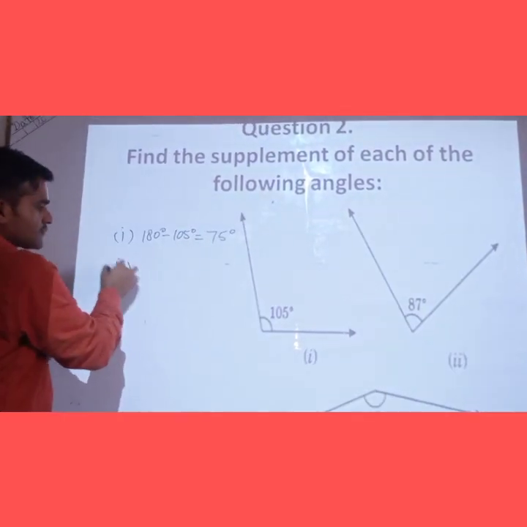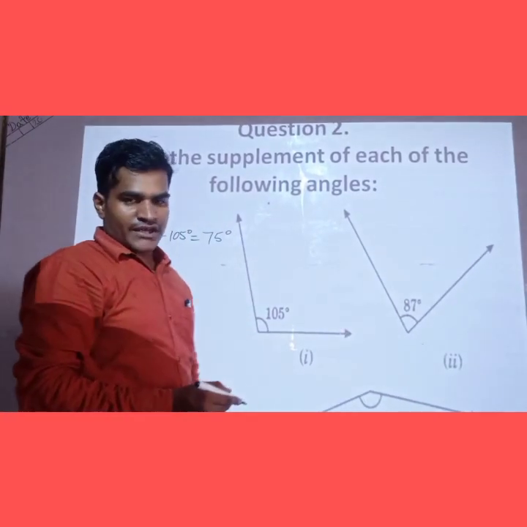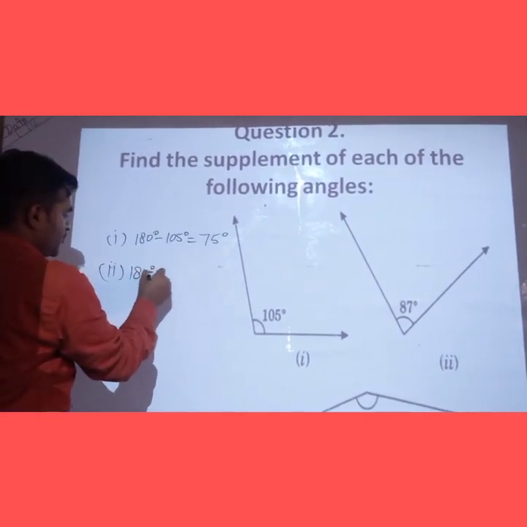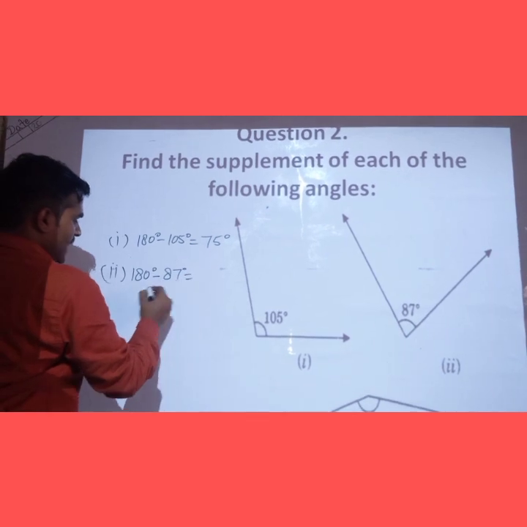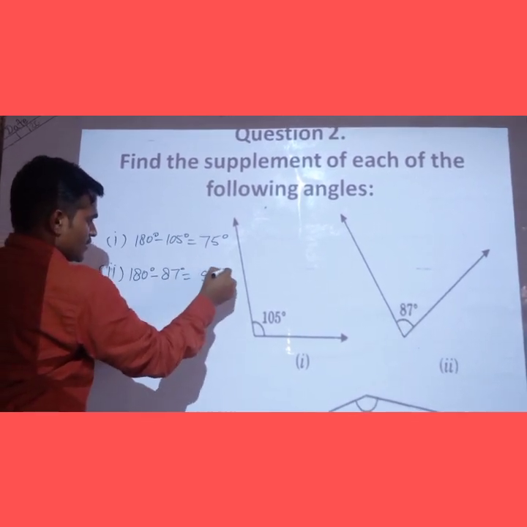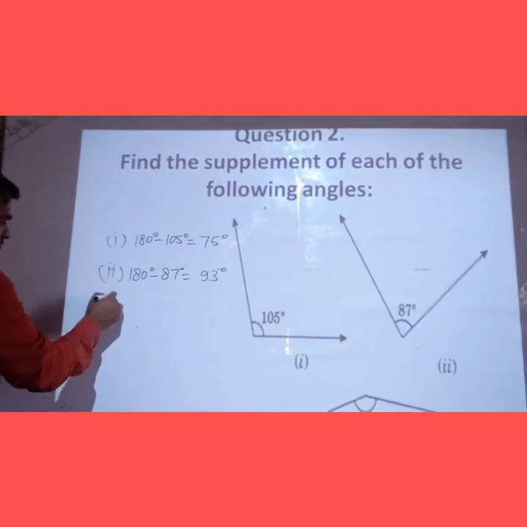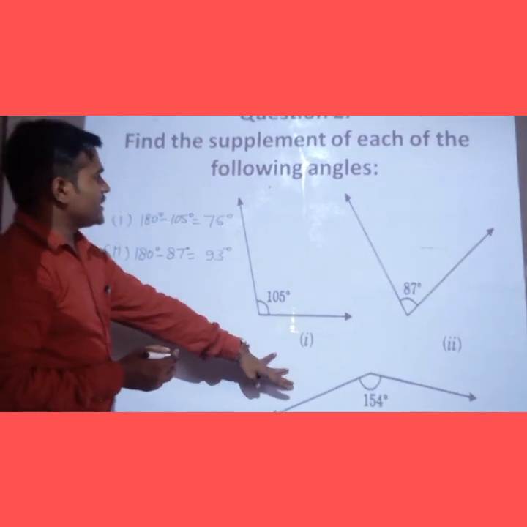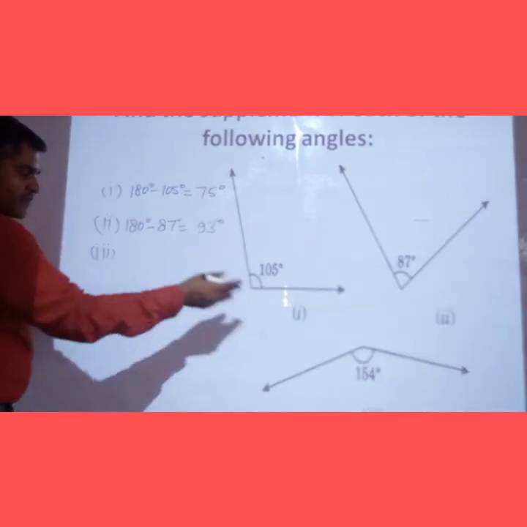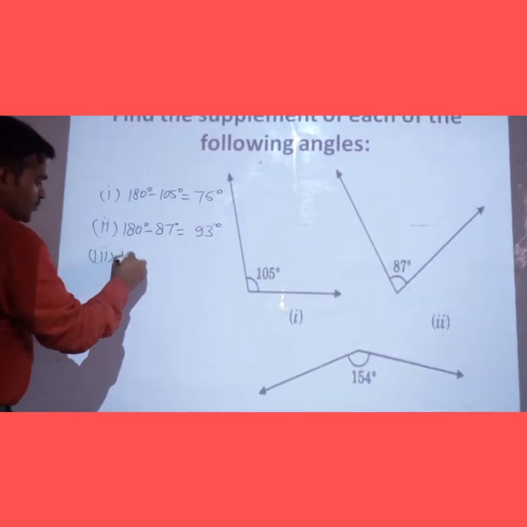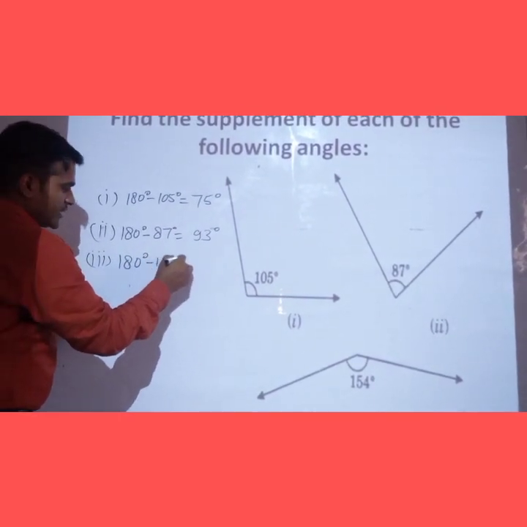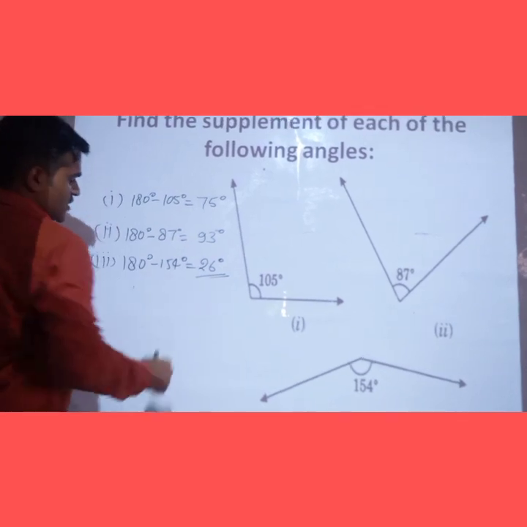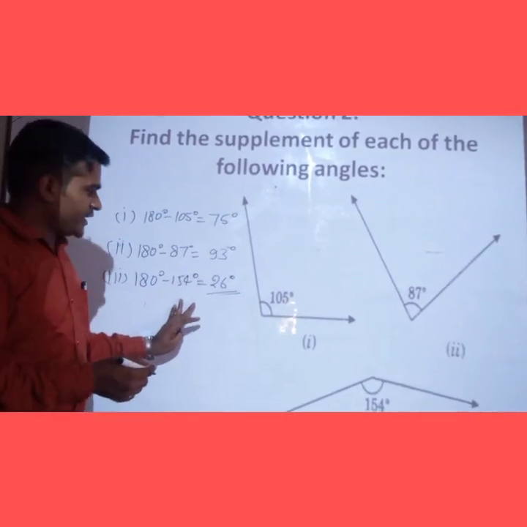Now the second one. The second given angle is 87 degrees. So we have to find the supplement of 87 degrees. So subtract 87 degrees from 180. So what do we get? 93 degrees. Okay. Third one. Here the given angle is 154 degrees. We have to find the supplement of 154 degrees. So we have to subtract 154 from 180. So 180 degrees minus 154 degrees. When we subtract it, we get 26 degrees. So 26 degrees is the supplement of 154 degrees.